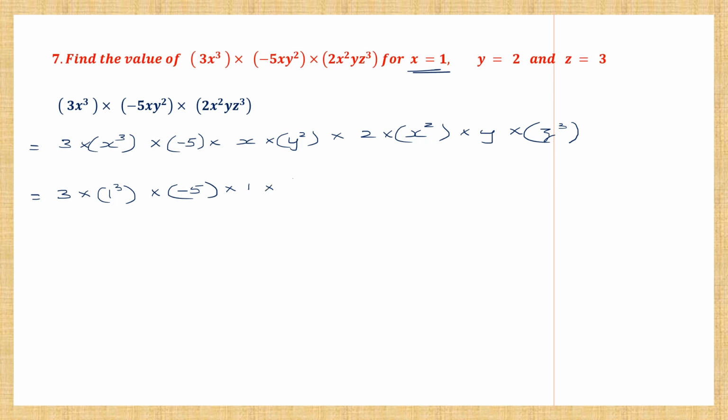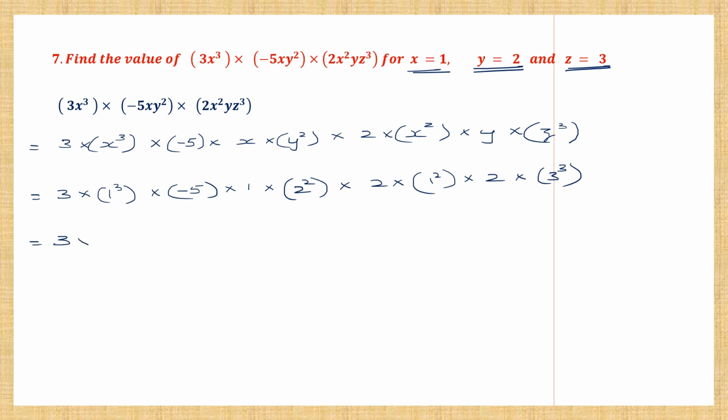into y to the power of 2, and y is given to us as 2, that is 2 to the power of 2, into 2 into again x to the power of 2, so x is 1 raised to the power of 2, into y is 2, and into z to the power of 3, and z is 3. So 3 to the power of 3. Now we're going to simplify all these.